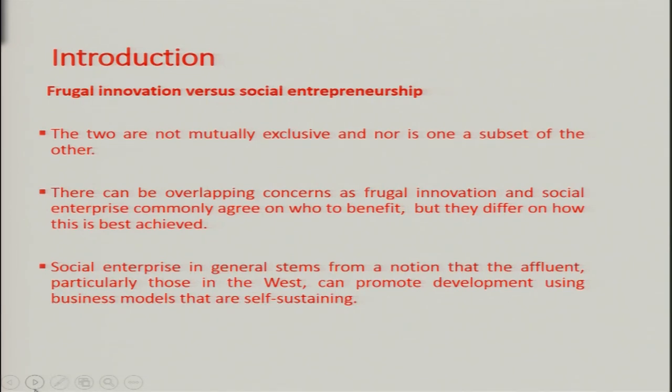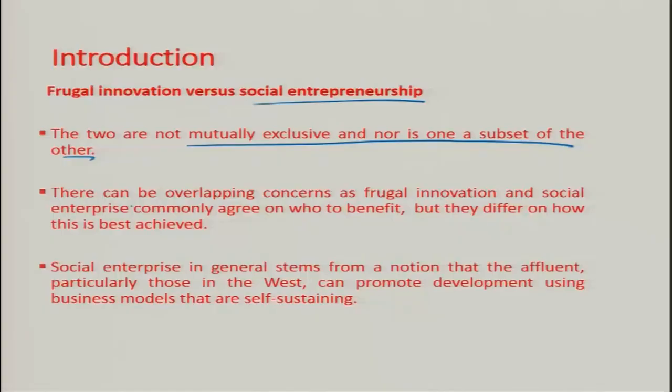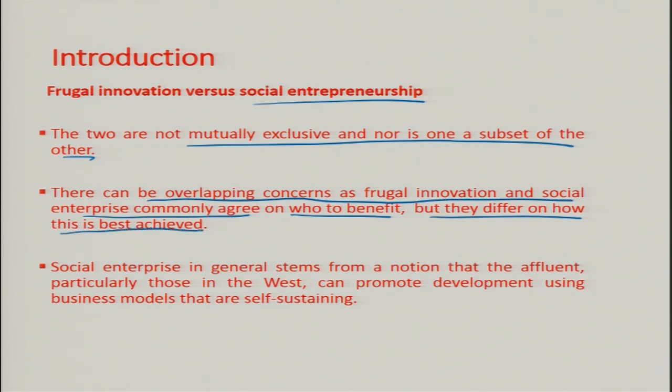Now, frugal versus social entrepreneurship. The two are not mutually exclusive, nor is one a subset of the other. Mutually exclusive means the two items are not at all dependent upon each other. They are not even mutually exclusive, not even one is a subset of the other. So, there is some interaction, some overlapping. There can be overlapping concerns as frugal innovation and social enterprise commonly agree on who to benefit, but they differ on how this is best achieved.